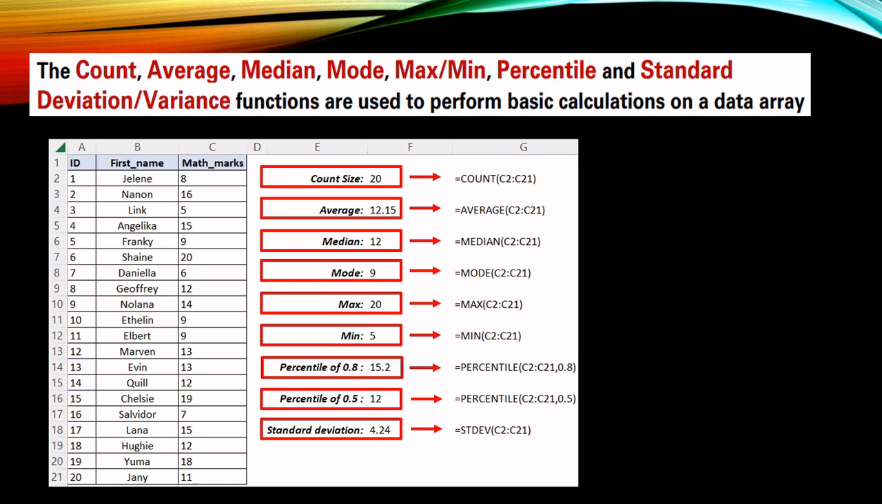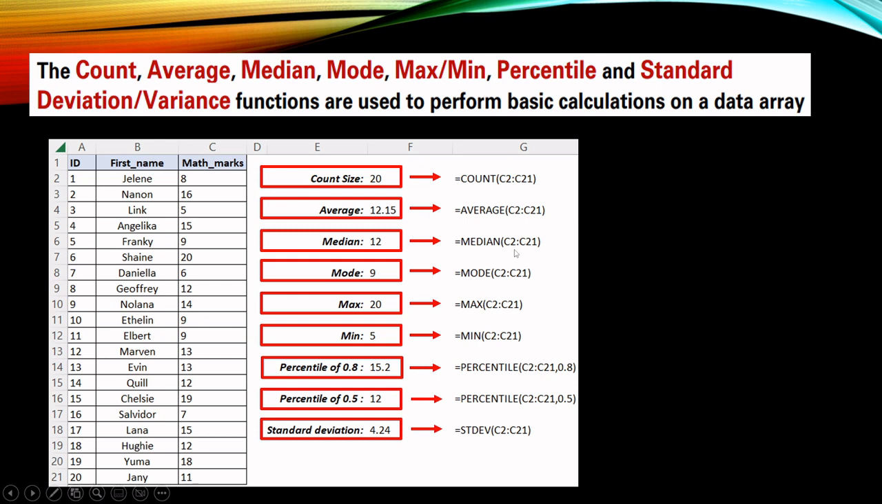Really the only component in most of these formulas is your reference array. So for instance, if I want to find the median of the data from C2 to C21, that's exactly how I write the formula. You can see on the screen.